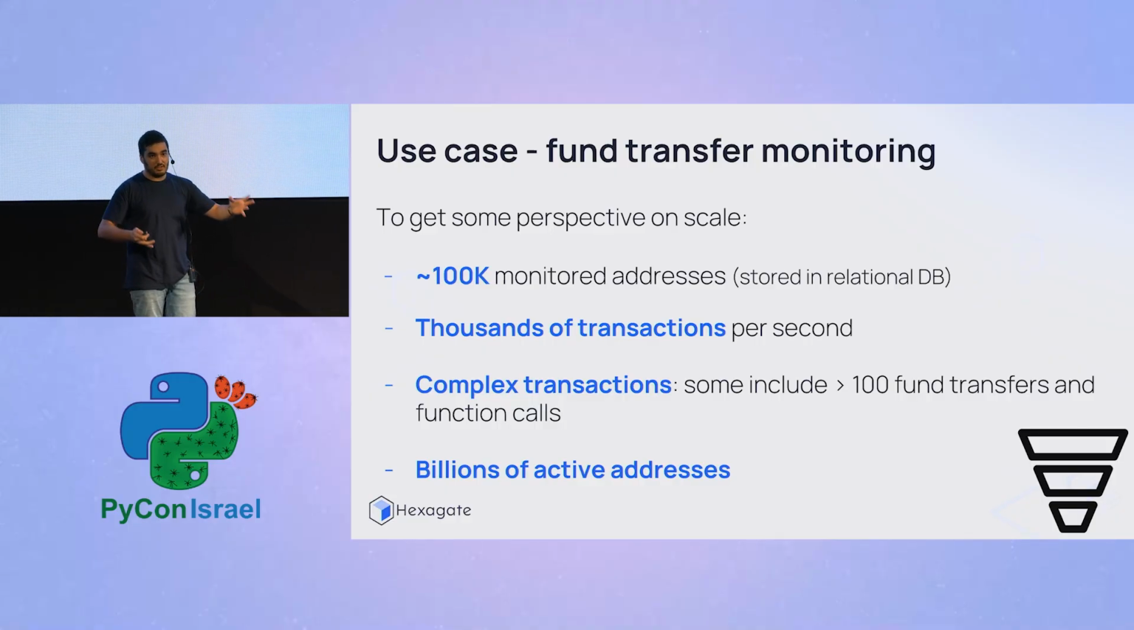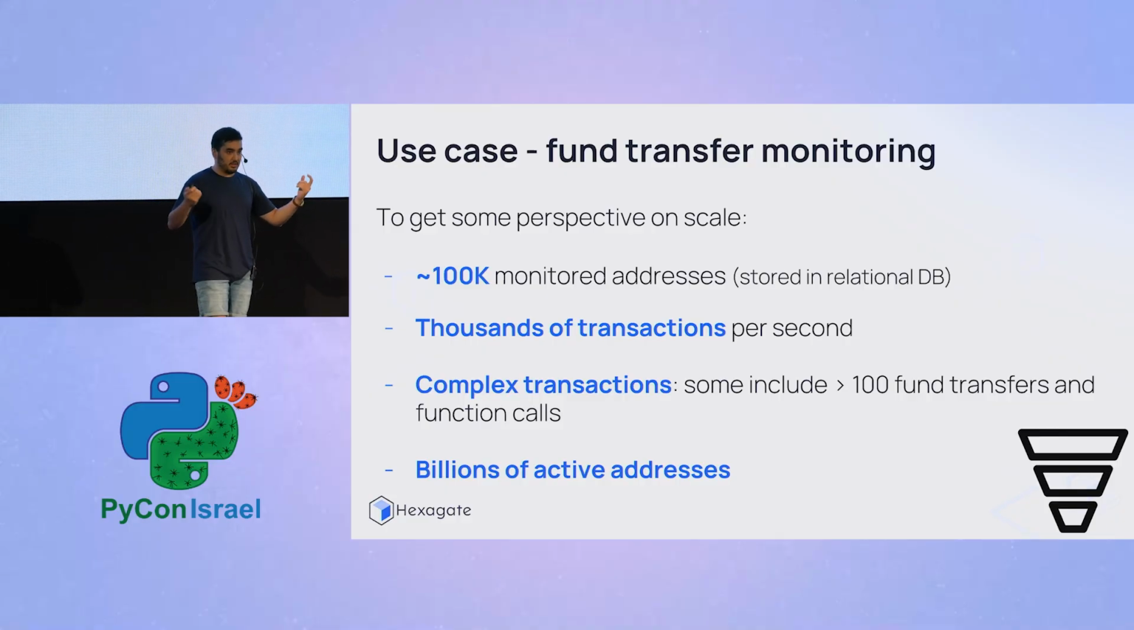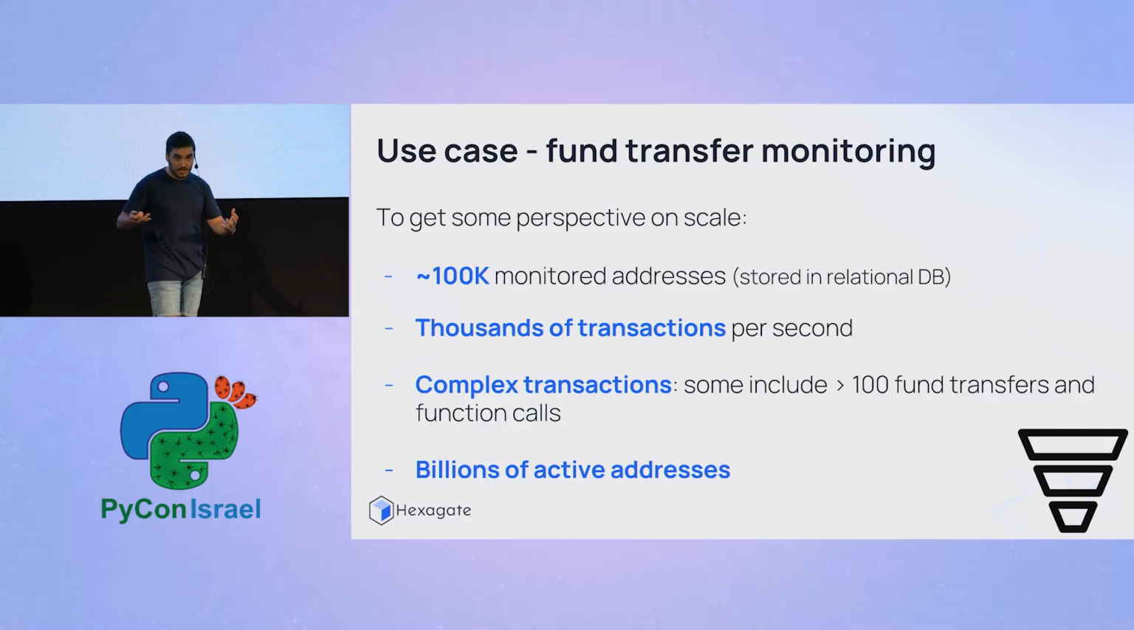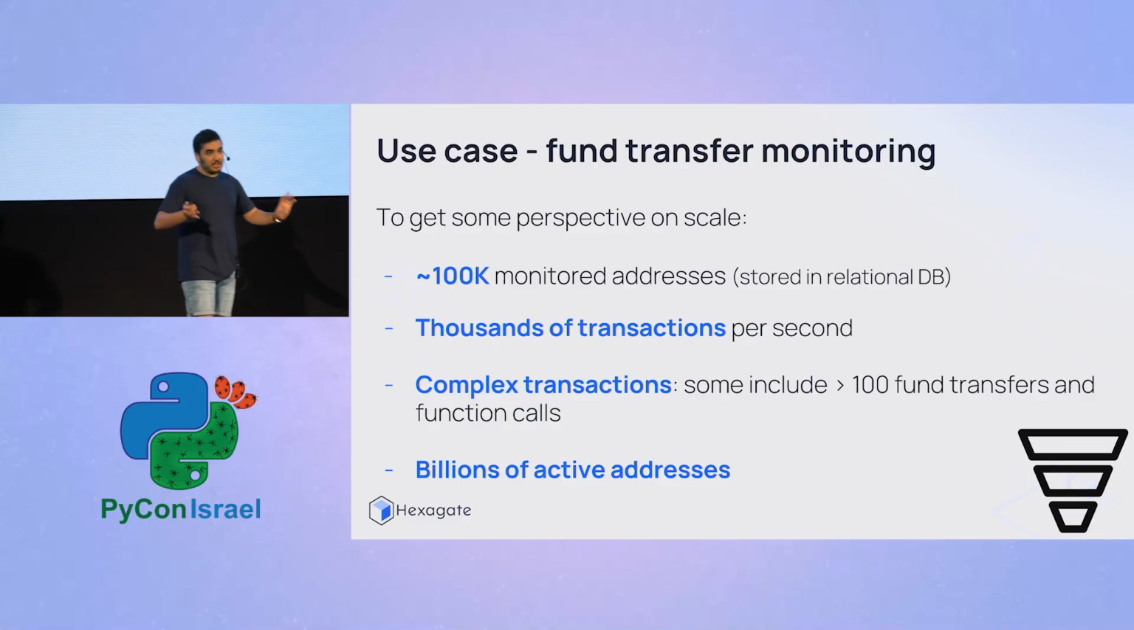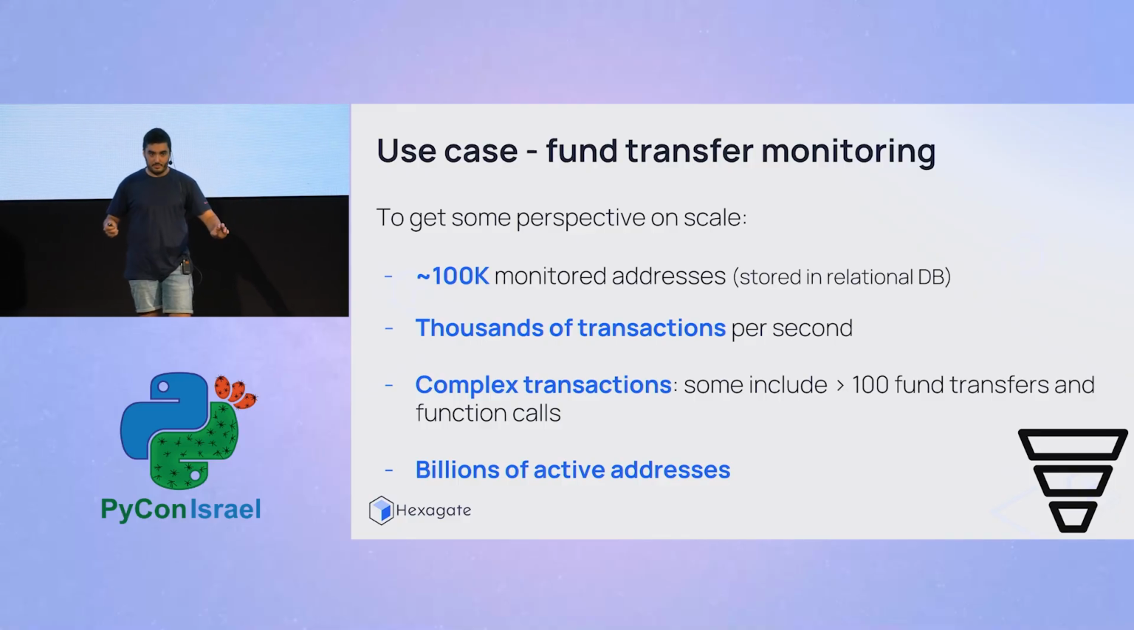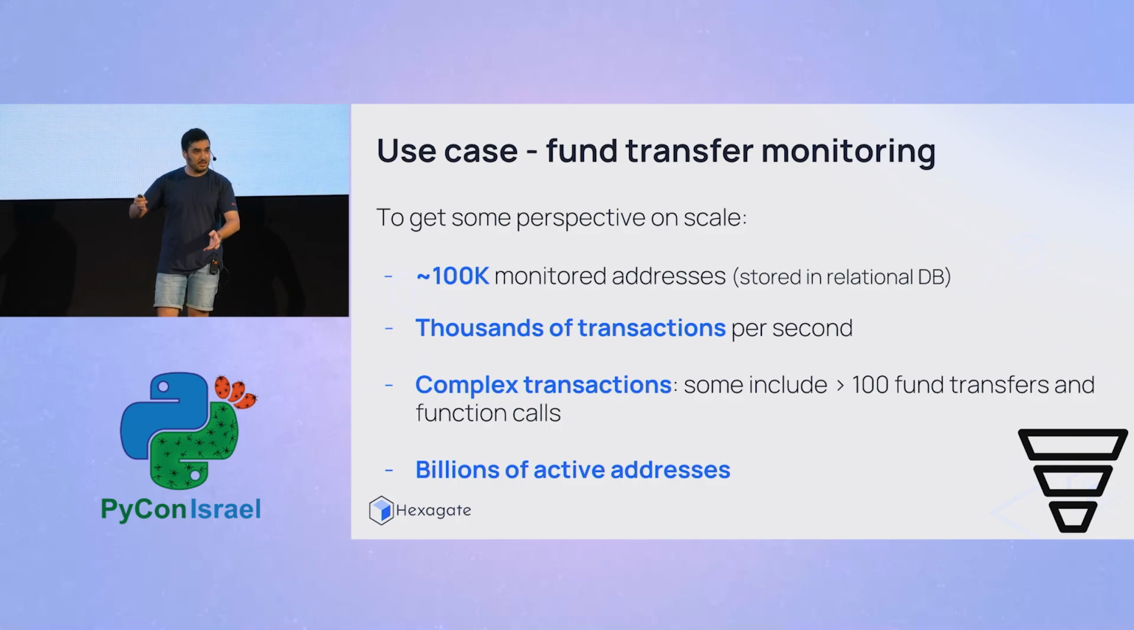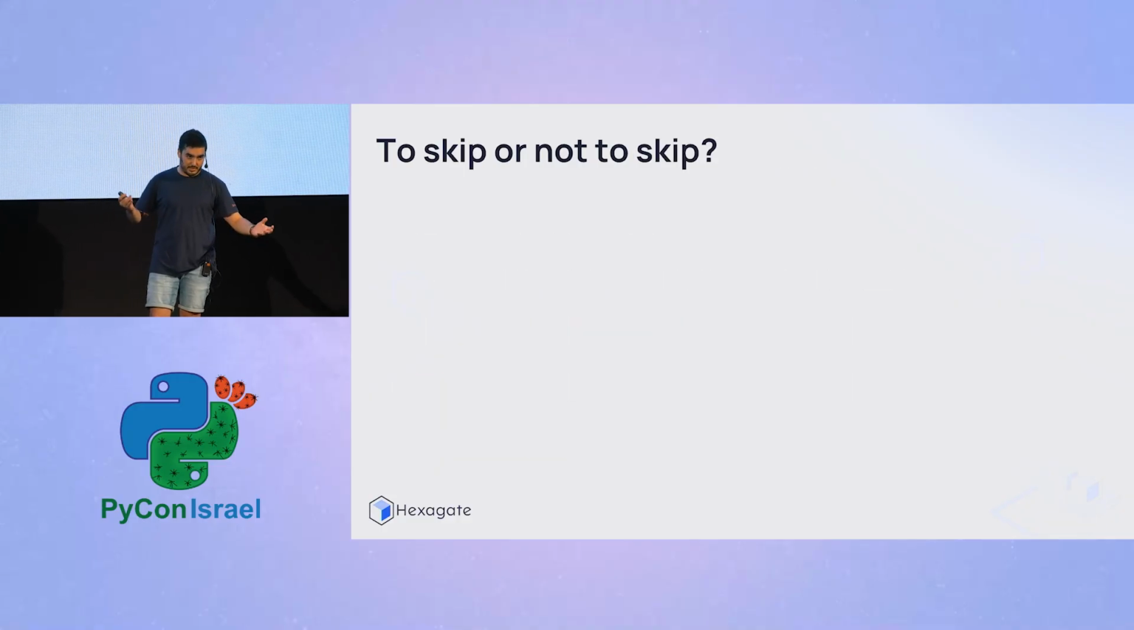We can get a transaction, first look at the addresses that take part in this transaction, and make the decision. Are these addresses monitored by Hexagate? If so, let's continue checking them. If not, we can get rid of them and move on as quickly as possible. So this is a pretty simple logic, and we want to do it, as I said, as early on, as quickly as possible. So we want to make the smart decision based on the addresses in the transaction, and based on if we monitor these addresses or not, to skip or not to skip.